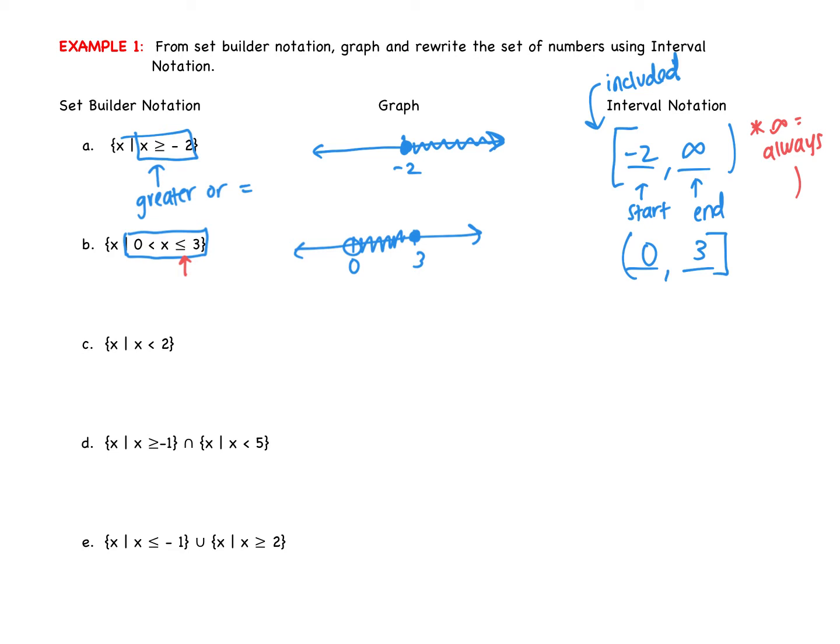Okay, C. This is the inequality that we are looking at. If you remember, that inequality is a less than. So that reads x is less than 2. Because 2 is not included, it's an open circle. Less than is everything smaller than it.